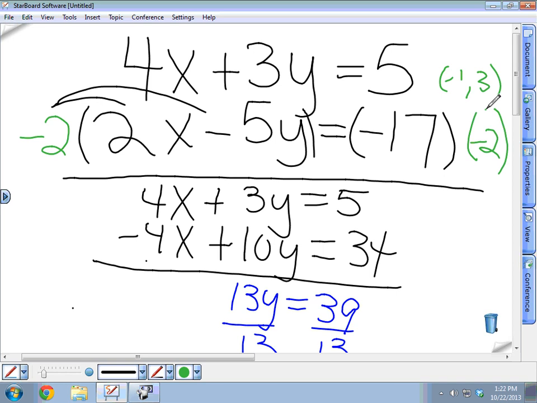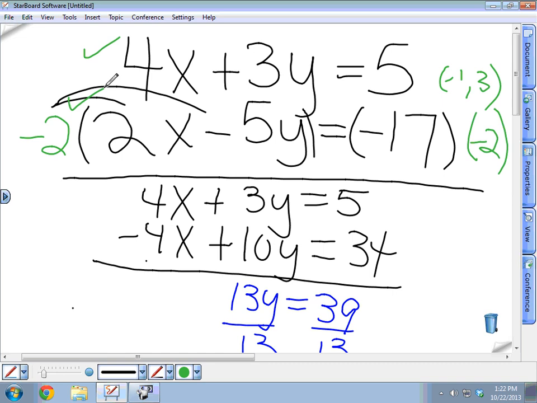So 4 times negative 1 would be negative 4. 3 times 3 is 9. Negative 4 plus 9 does equal 5. And if I put a negative 1 in here, that would be negative 2 minus 15. Negative 2 minus 15 is negative 17, which was also a true statement. So that is our solution set.